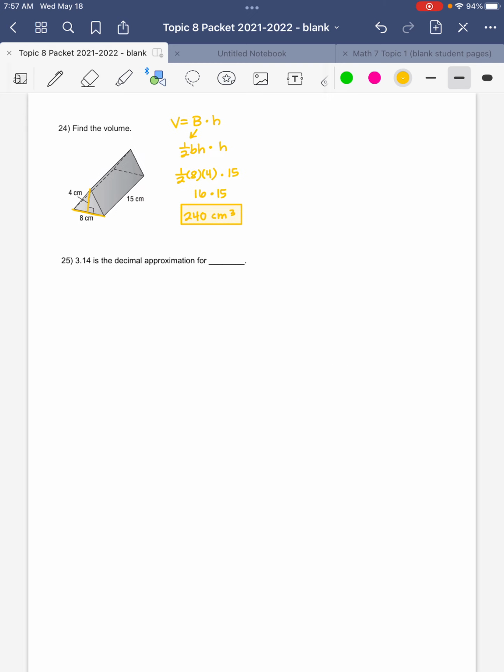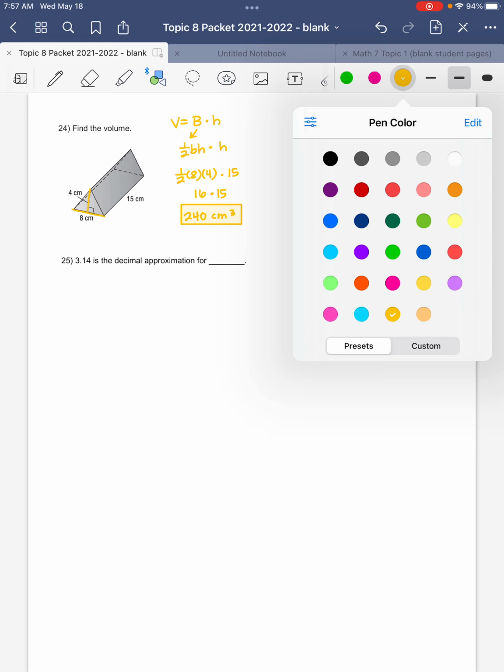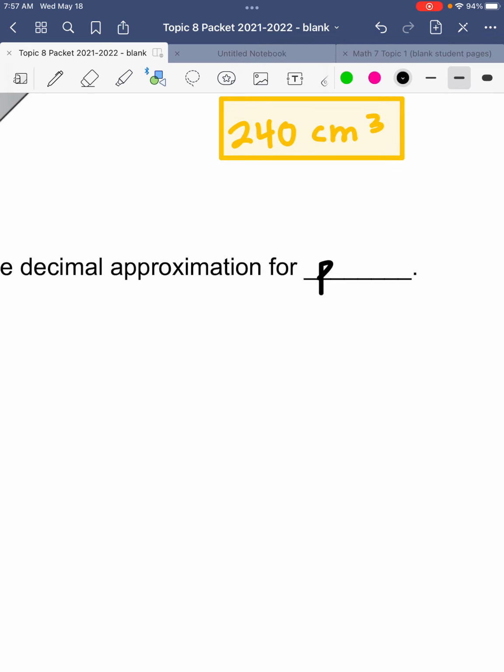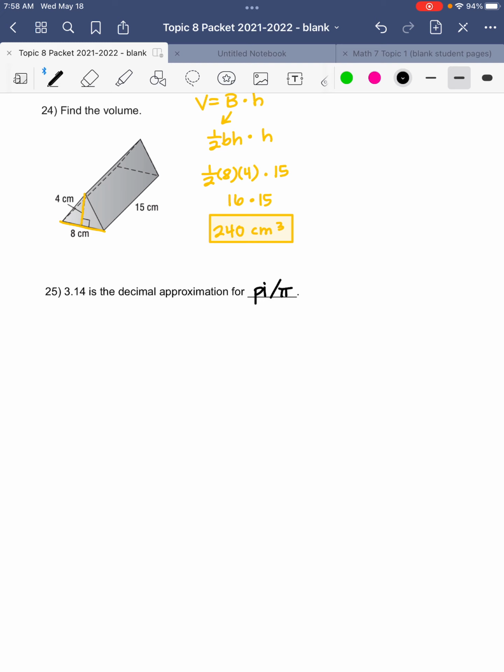Okay, last question. 3.14 is the decimal approximation for pi. Or you could write the symbol like that.